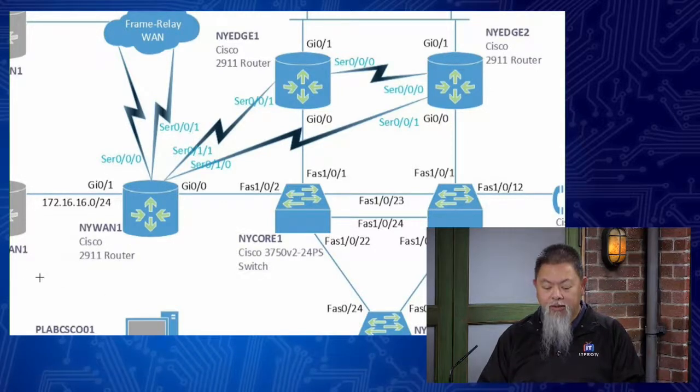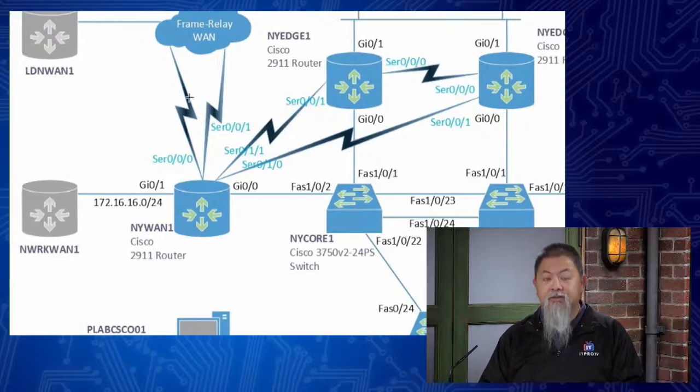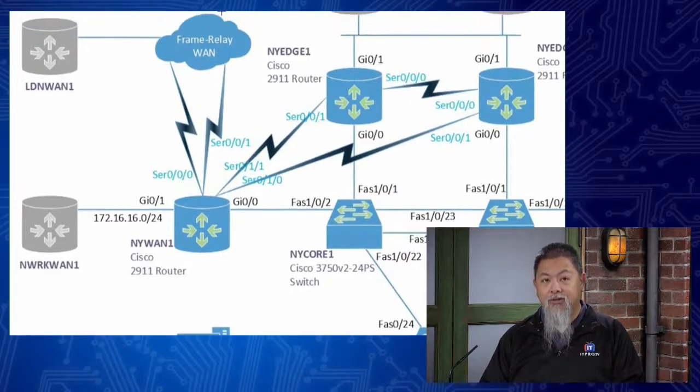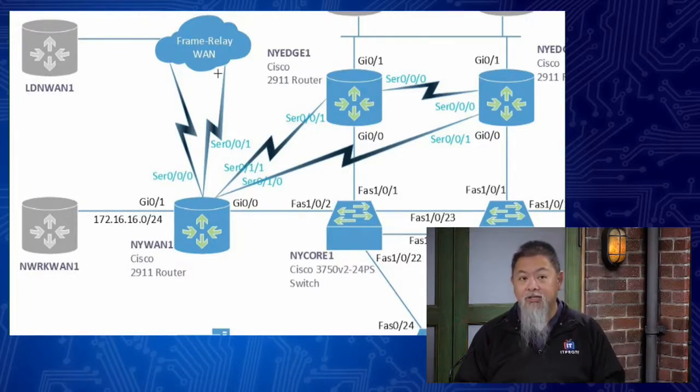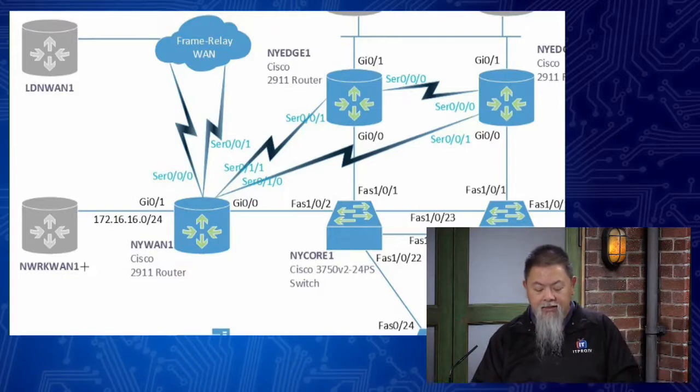And NY-WAN1, you can also see that this one has a connection out to an older type of what we call frame relay WAN connection. That's another type of service provider connection, as well as over here to, it looks like, a Newark WAN1. So this is maybe a branch office connection. That's a direct point-to-point connection over here that we can also have available to us.